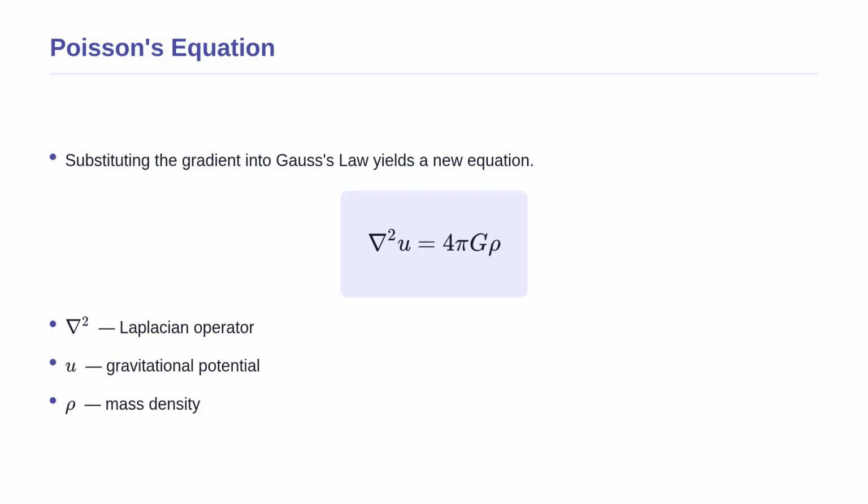This equation tells us exactly how the gravitational potential curves and bends in the presence of matter. If you increase the density ρ at a certain spot, the hill of potential energy becomes much steeper there.